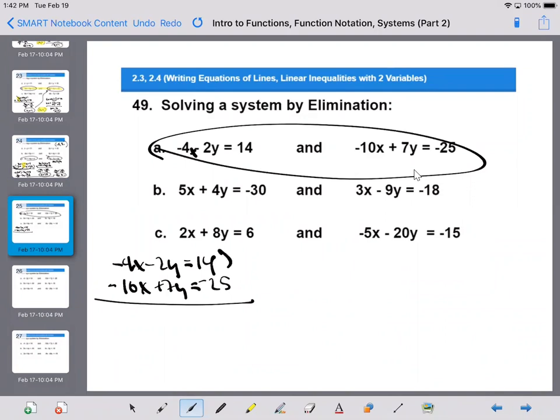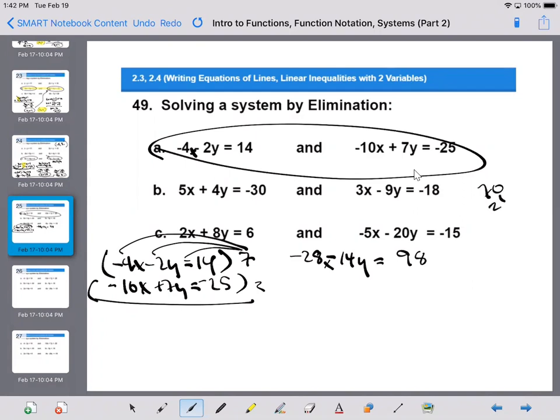And so I'm going to eliminate y. So I'm going to multiply this one by 7. And I'm going to multiply this bottom one by 2. So 7 multiplied to each of them. So that's -28x minus 14y is equal to, what's that, 70 and 28. So that's 98. 70 and 28, I get 98.